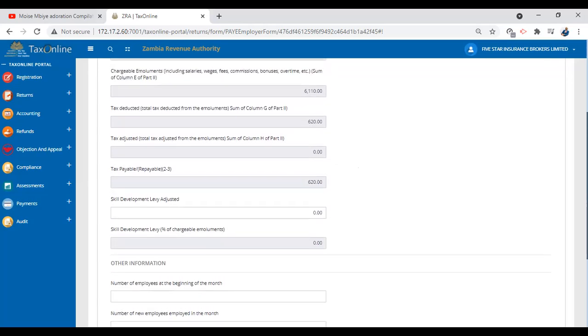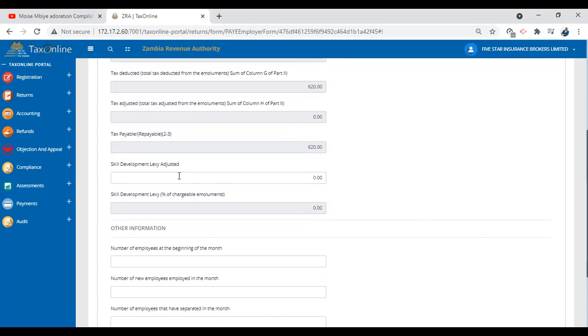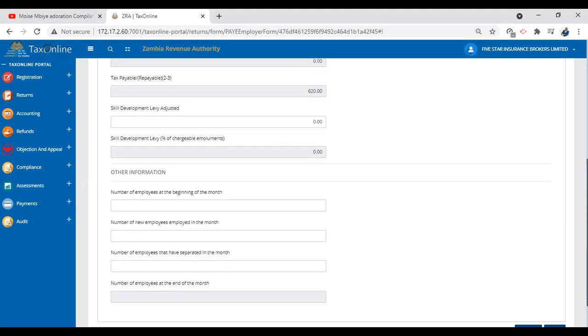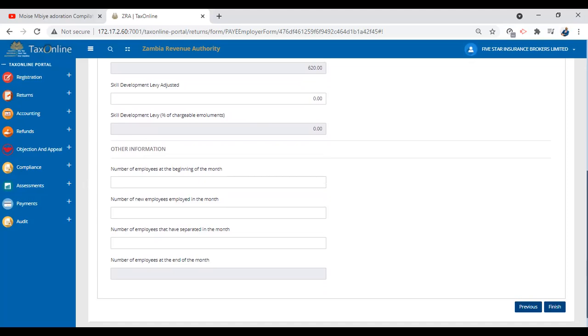Had we picked skills development levy, it would have shown in this part where we are saying skills development levy. It would have actually shown us in this particular part the exact amount of skills development levy. But since we didn't pick it, it has not shown. And then it will give this other part, other information.